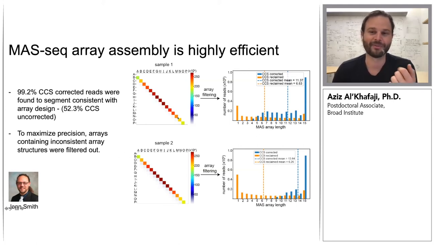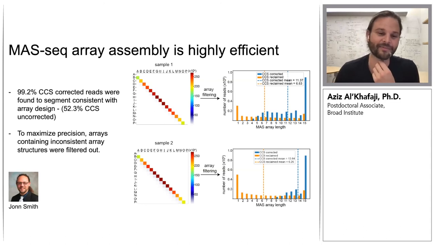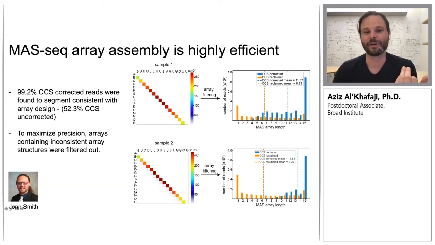What we didn't allow was skipping of a letter. So if we had an array that was A, B, skip C, and went to D, E, we threw that out because we might have missegmented this array. And so given that, we can see here the length profile of our arrays for CCS corrected and uncorrected, shown here in blue and orange, respectively, for two different samples. So the majority or plurality of our arrays were fully formed, 15 rooms, but we certainly had a fair share of 14 and 13 and so forth.